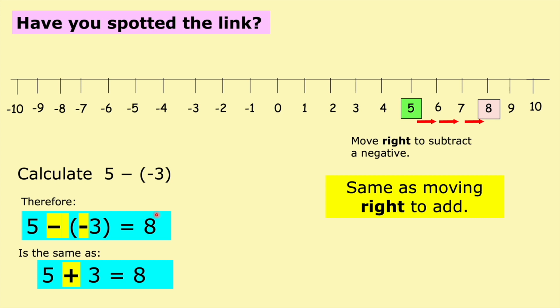They're the same thing. Because we are moving in that direction of the number line, we are adding on 3. So essentially we could rewrite 5 subtract negative 3. Notice those 2 negatives side by side with nothing in between, apart from the bracket, but that's just to help you identify that being a negative 3. So 2 negatives side by side, that is the same as saying add, because we are moving in the right direction of our number line.